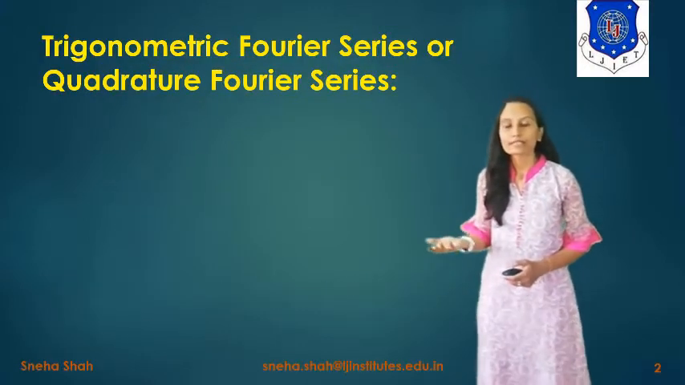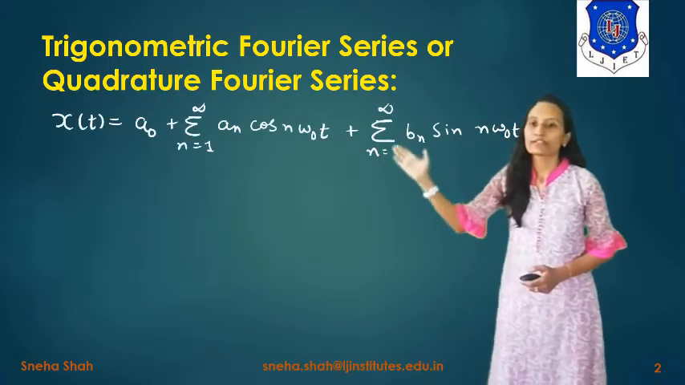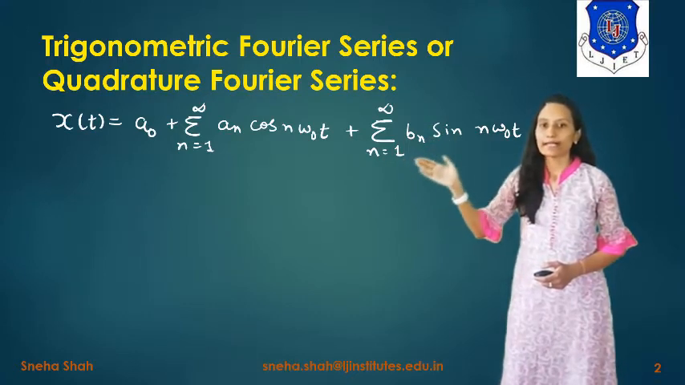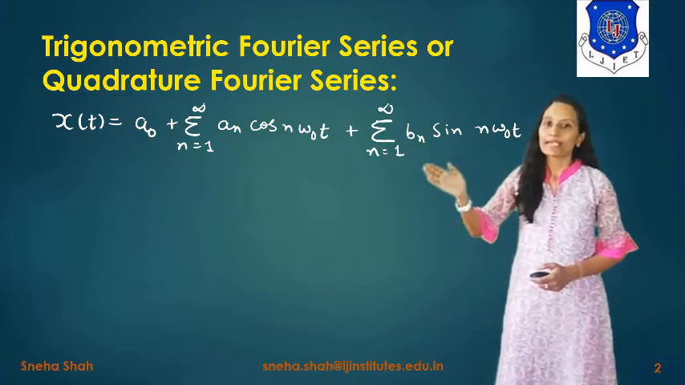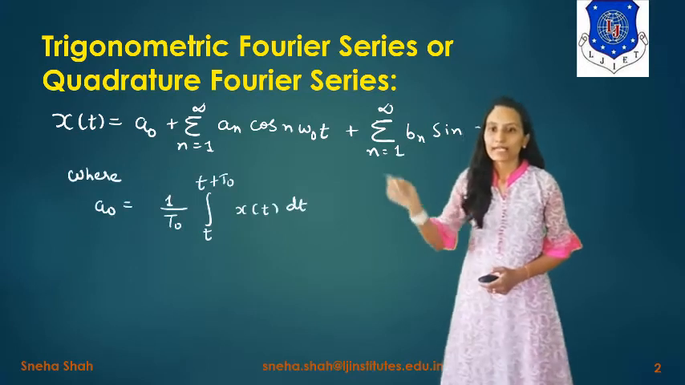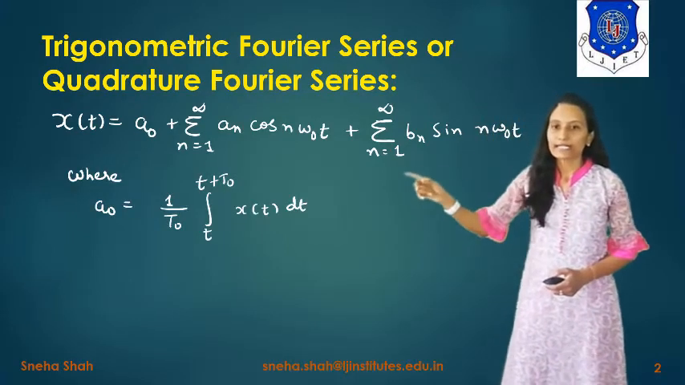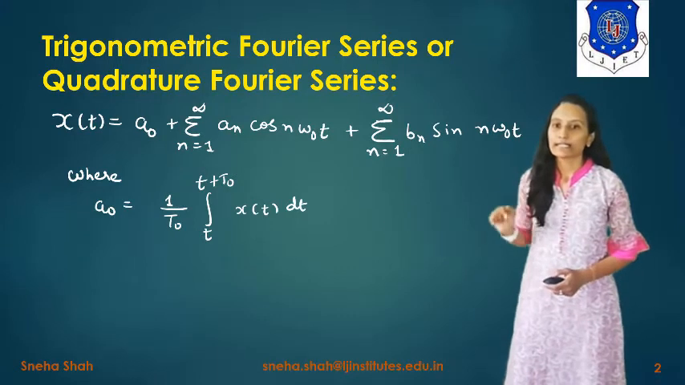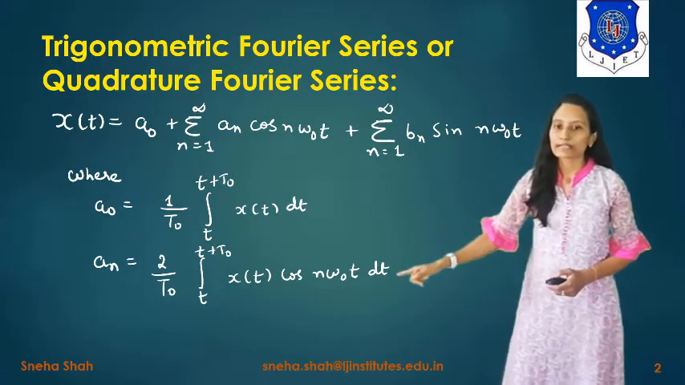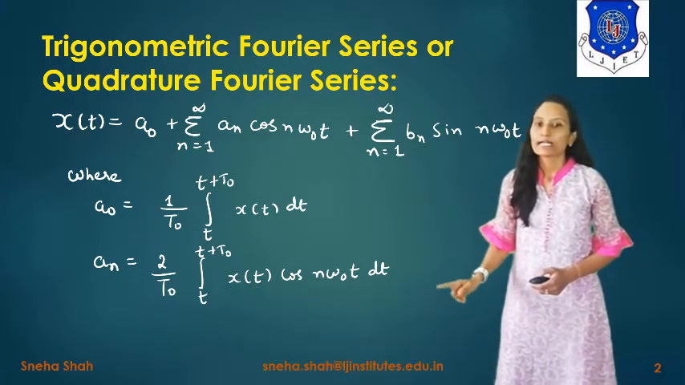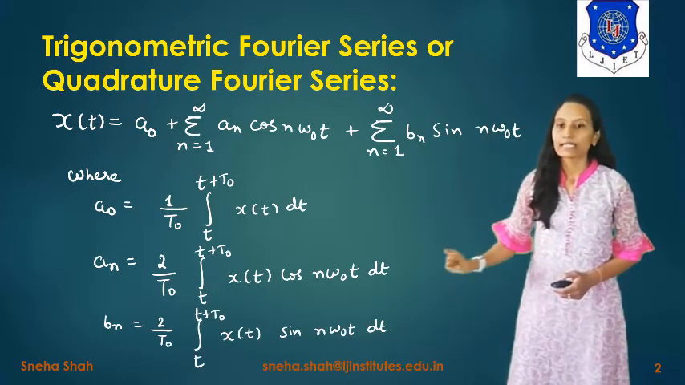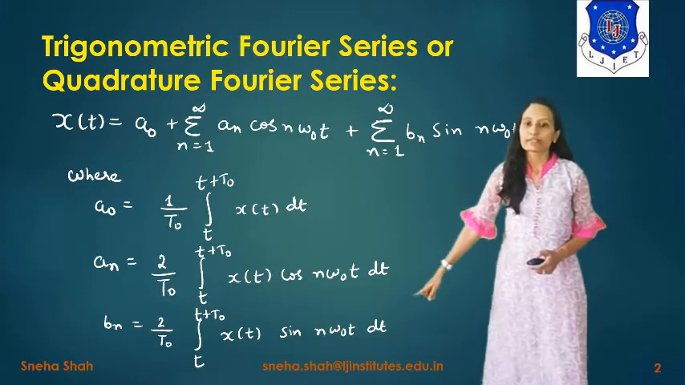Recalling the equations of the Trigonometric Fourier Series: x of t equals a0 plus summation n equals 1 to infinity an cos n omega 0 t plus summation n equals 1 to infinity bn sin n omega 0 t. In this, the value of a0 equals 1 upon t0 integration t to t plus t0 x of t dt. The value of an equals 2 by t0 integration t to t plus t0 x of t cos n omega 0 t dt. And the third one is bn. The value of bn equals 2 by t0 integration t to t plus t0 x of t sin n omega 0 t dt.